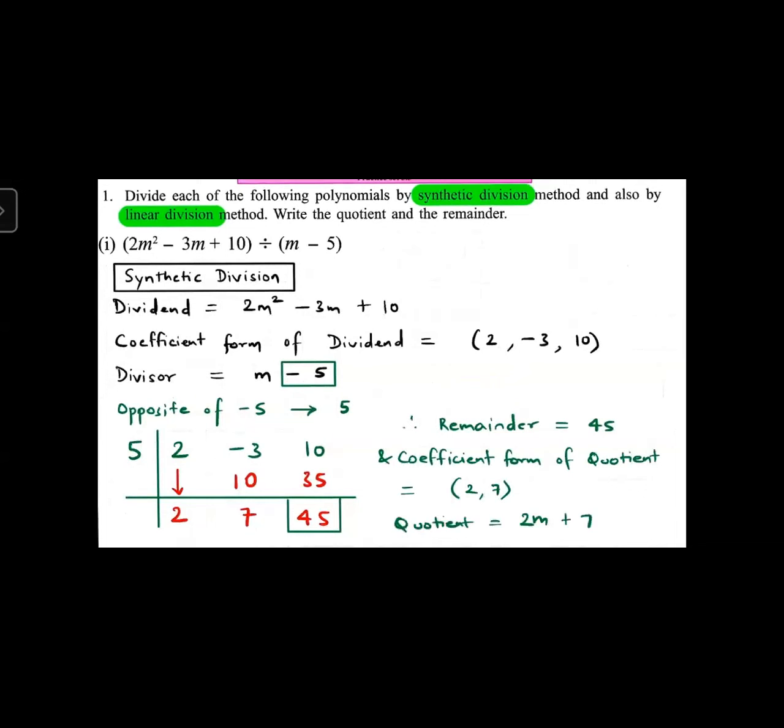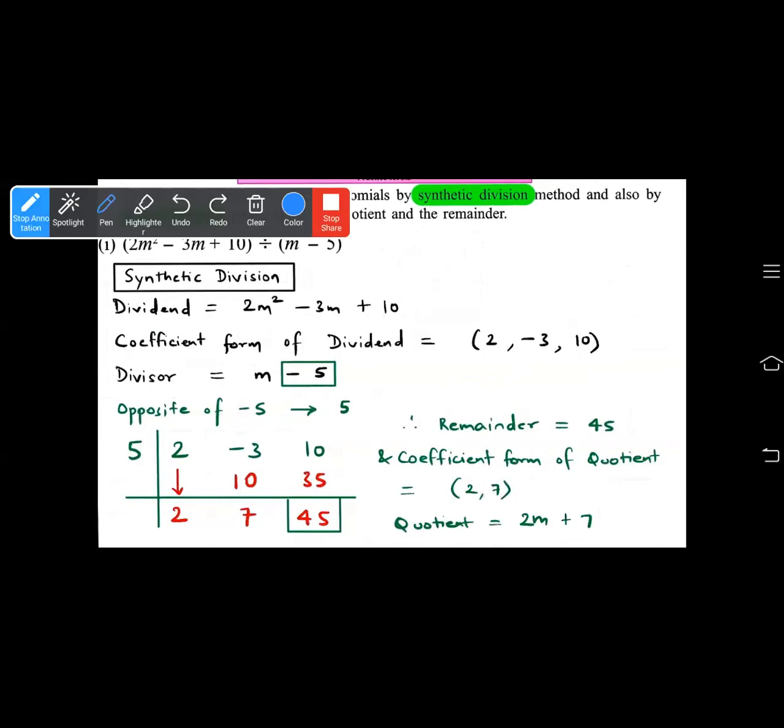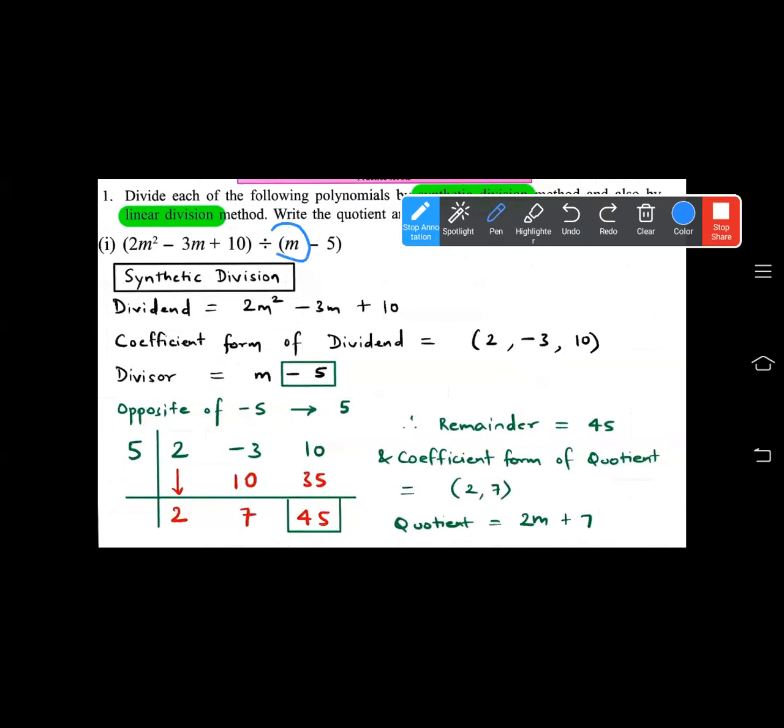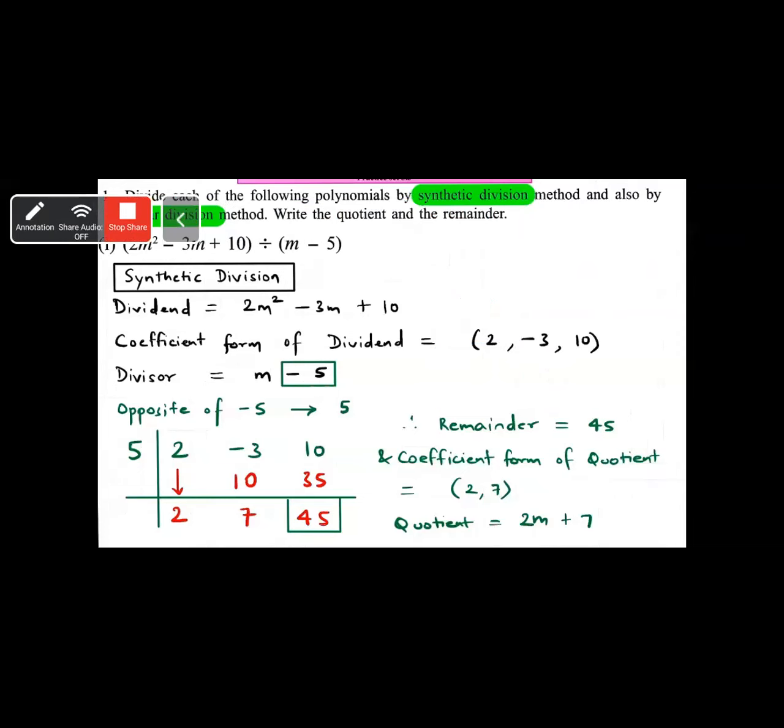Our variable is m, so you have to use the variable m. You can see over here we have got 2, 7. The number of coefficients is 2, and 2 minus 1 is 1, so the highest power will be 1. So 2m + 7 is your quotient. Fine. So we are done with our first question. Let's move towards the second question.